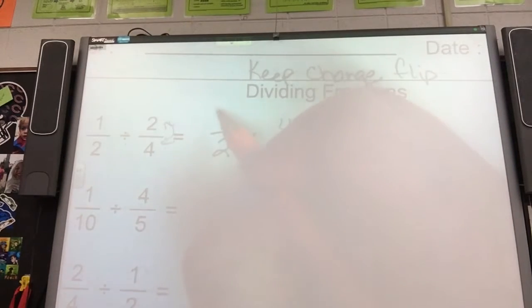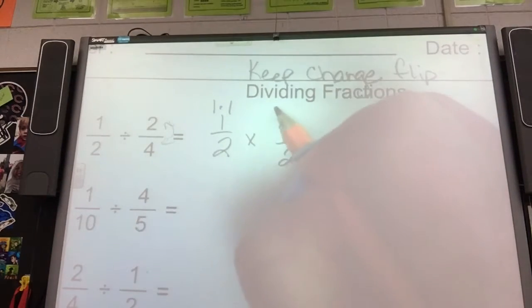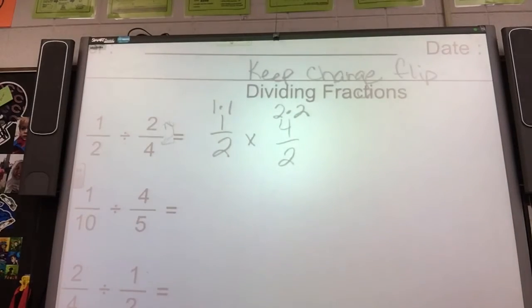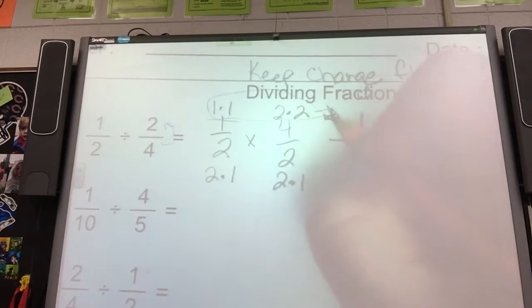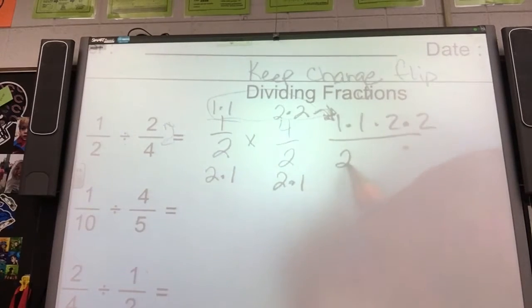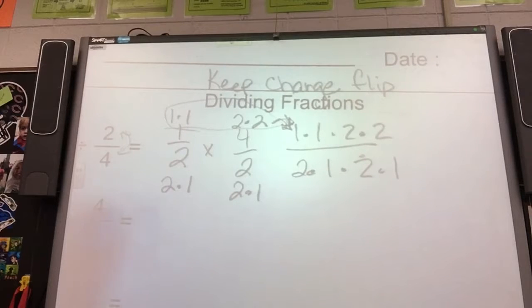Alright, now I'm going to do it like we did multiplying. 1 times 1 is 1. 2 times 2 is 4. 2 times 1 is 2. And 2 times 1 is 2. Now I'm just going to write them all down. All I'm doing is taking these numbers and transferring over here. 2 times 1 times 2 times 1. Again, just taking these numbers I just made, which are the factors of 2, factors of 2, factors of 4, factors of 1. I'm just rewriting them.